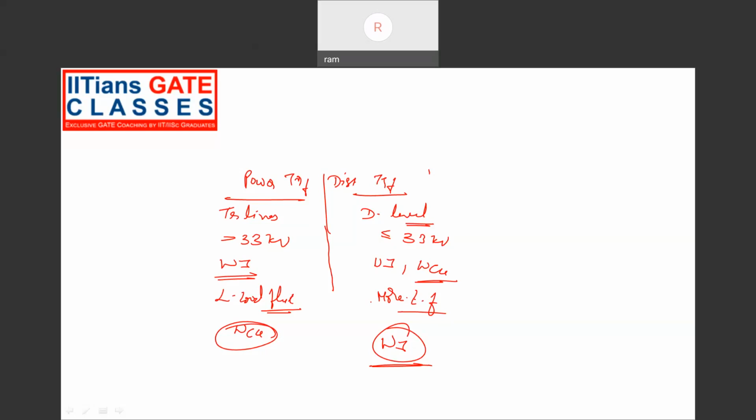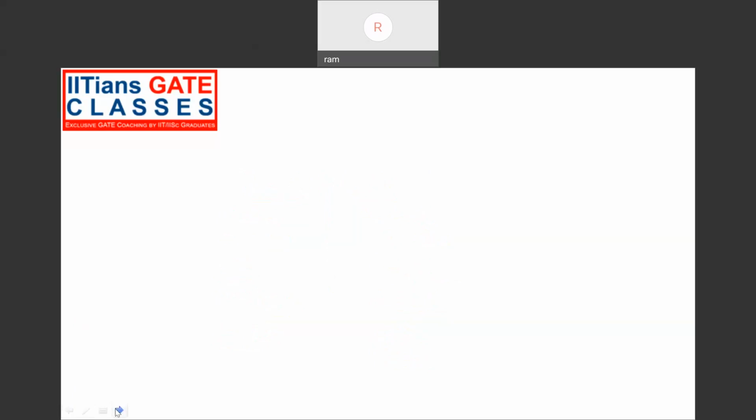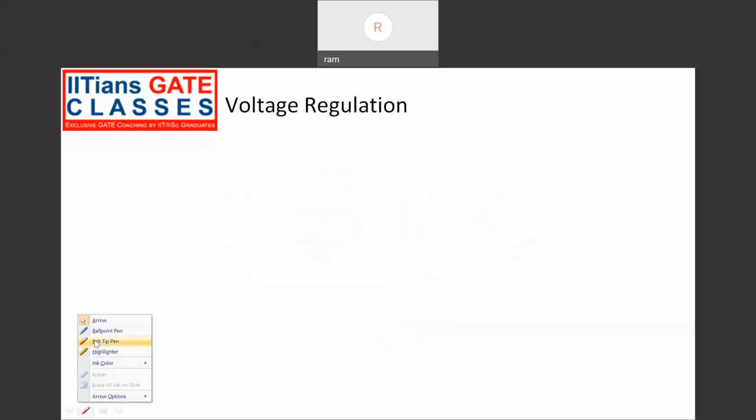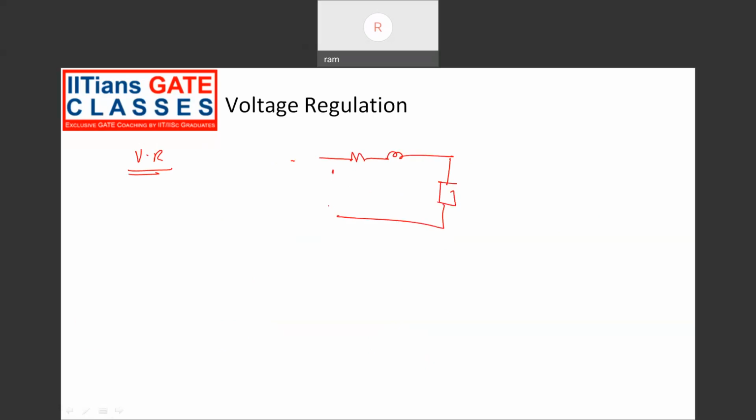Okay, let's go to the next topic, which is voltage regulation. Voltage regulation is defined as change in terminal voltage from no load to full load expressed as a fraction of no load secondary terminal voltage. Suppose let me draw the transformer equivalent circuit referred to the secondary side. So here we have the load. This is the secondary voltage, no load.